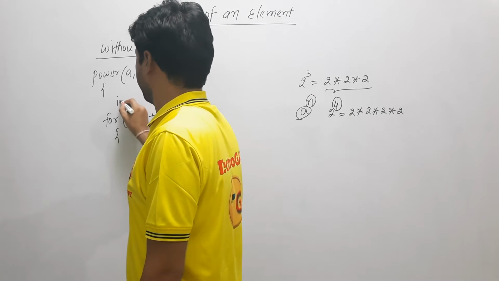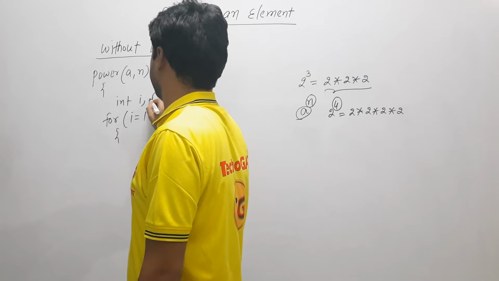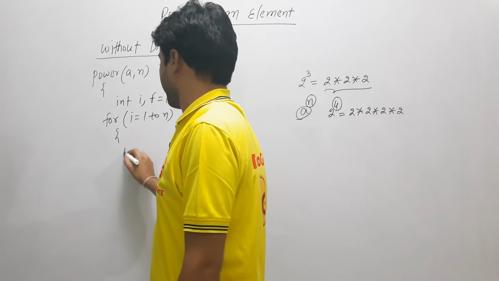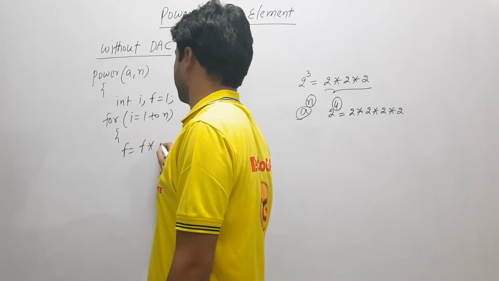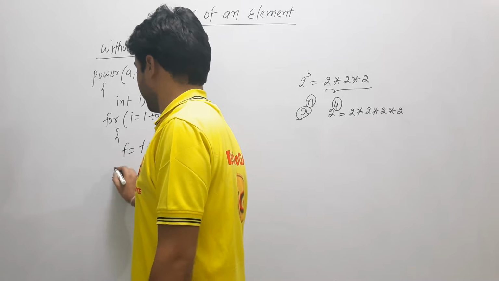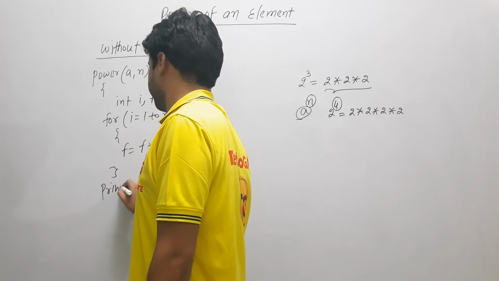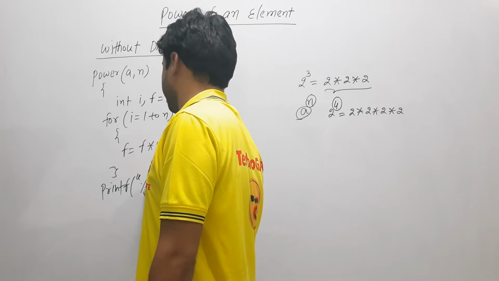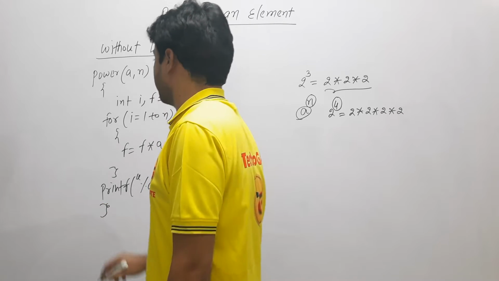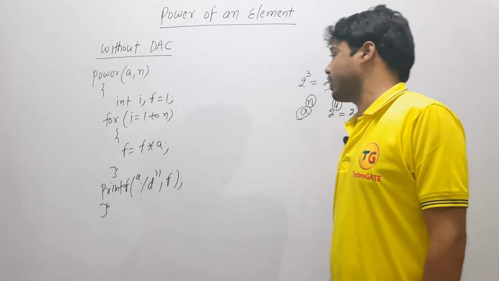So take a variable integer i here, and f is a variable starting with 1 here. So f equals f into a here. So a will be passed here, what is the base here. And this is a printf with percentage d, and f will be printed here. So this is the without divide and conquer here.